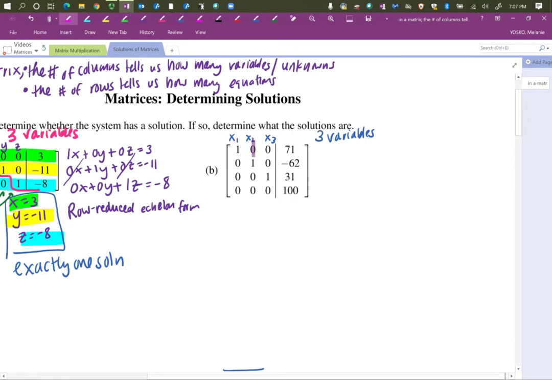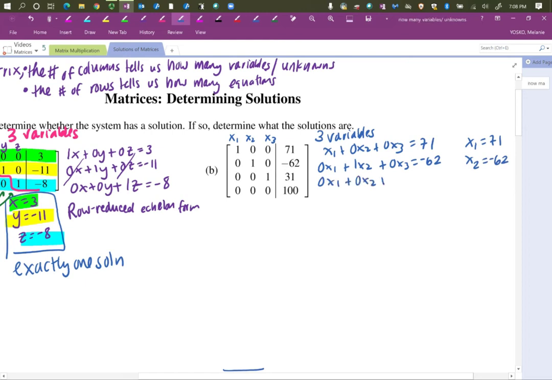1x1 plus 0x2 plus 0x3 equals 71. So we simplify that to see that x1 is 71. Look at the second one. 0x1 plus 1x2 plus 0x3 equals negative 62. So x2 is negative 62. Look at the third one. 0x1 plus 0x2 plus 1x3 is equal to 31. So then we see that x3 is 31.